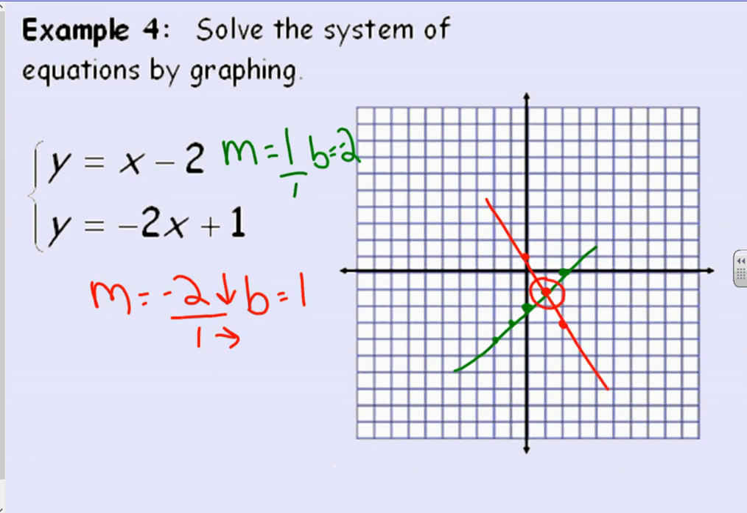Our solution is the point where they cross, which is right 1 for a positive 1, down 1 for a negative 1. So our solution is (1, -1). That's the point where the two lines cross for this system of equations.